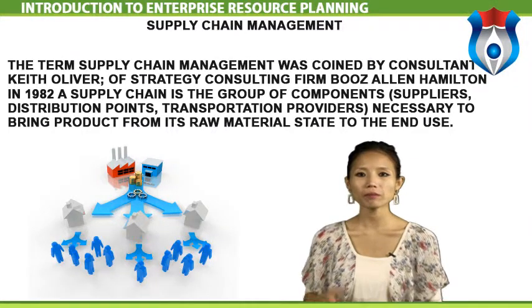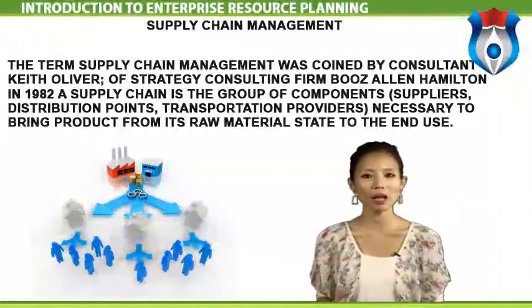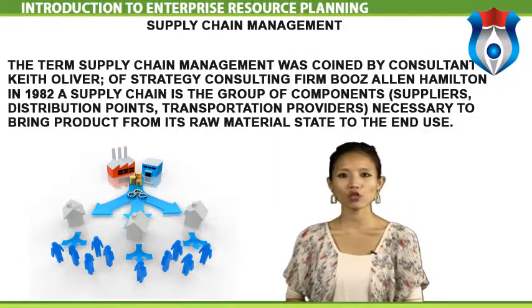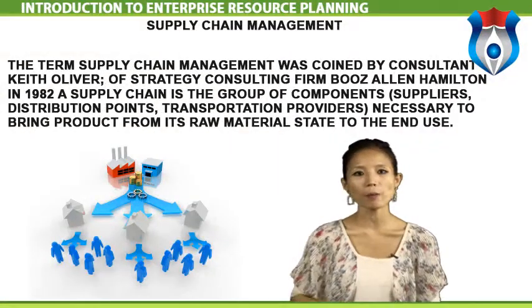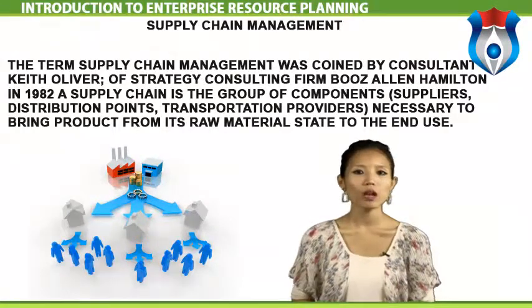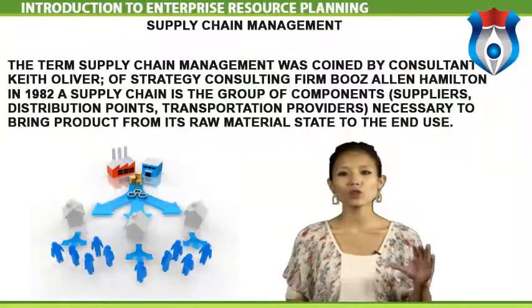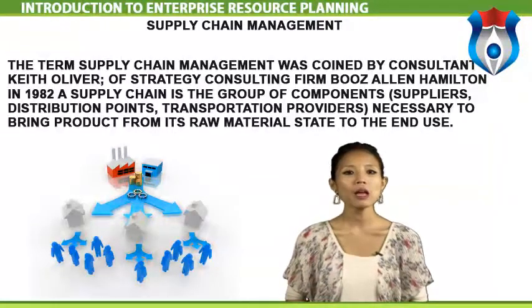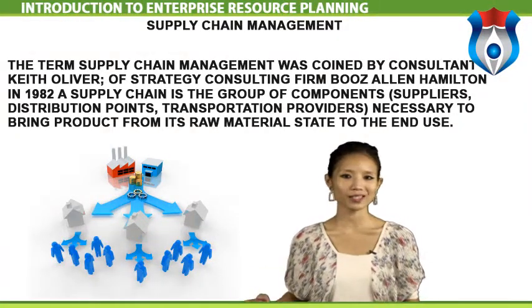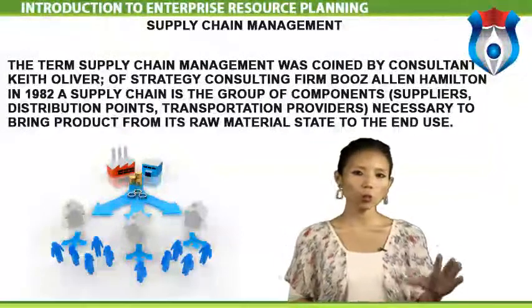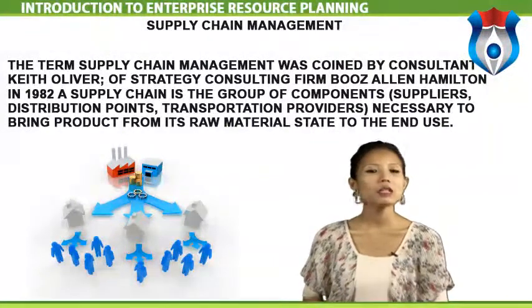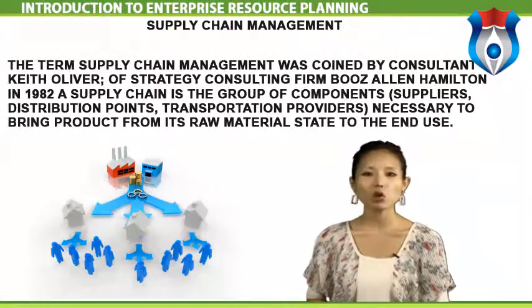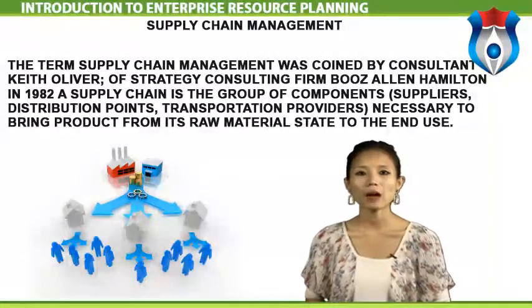A supply chain is a group of components, suppliers, distribution points, and transportation providers necessary to bring a product from its raw material state to the end use. Supply chain management is the term used for controlling and regulating the supply chain. Supply chain management (SCM) is the oversight of materials, information and finances as they move in a process from supplier to manufacturer to wholesaler to retailer to consumer. Supply chain management involves coordinating and integrating these flows both within and among companies.